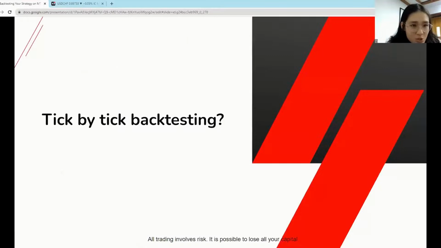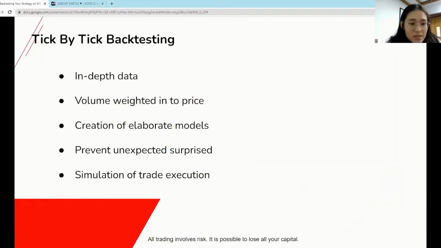So here's one of the strategies, tick-by-tick backtesting. For tick-by-tick backtesting, you would require in-depth data, volume weighted into price, creation of elaborate models, prevent unexpected surprises, and you would need to simulate your trade execution, which is pretty similar to what I've recently mentioned.